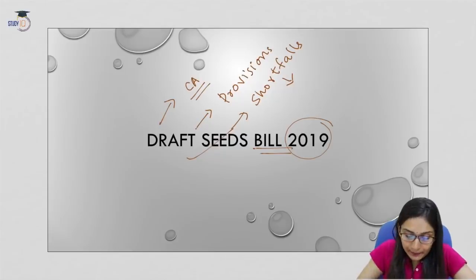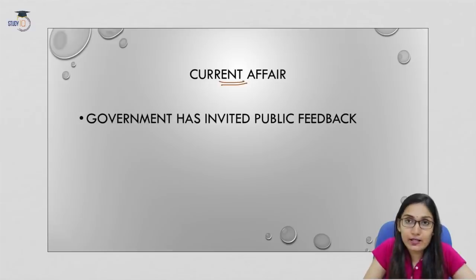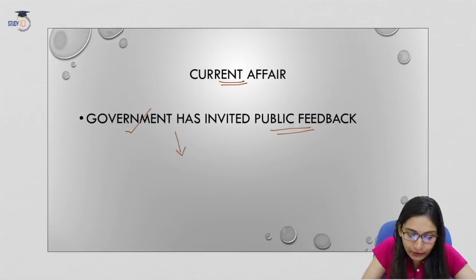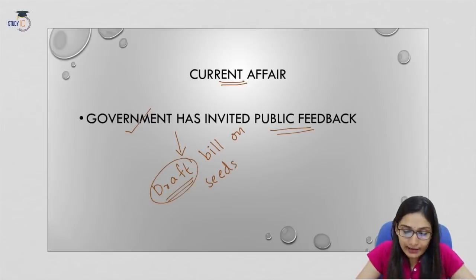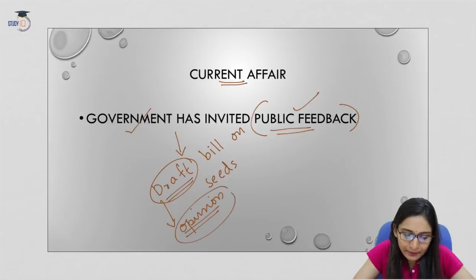So let us start with the current affair. Let us see what the current affair is. The government has invited public feedback on the recently released Draft Seeds Bill of 2019. Now, what is meant by this draft bill on seeds? So this is a draft bill. This has not been presented in the parliament. The bill is now drafted and made public for public feedback or public opinion. So the government is seeking public opinion on the draft bill, and once the public opinion is collected, then this will be presented in the parliament.